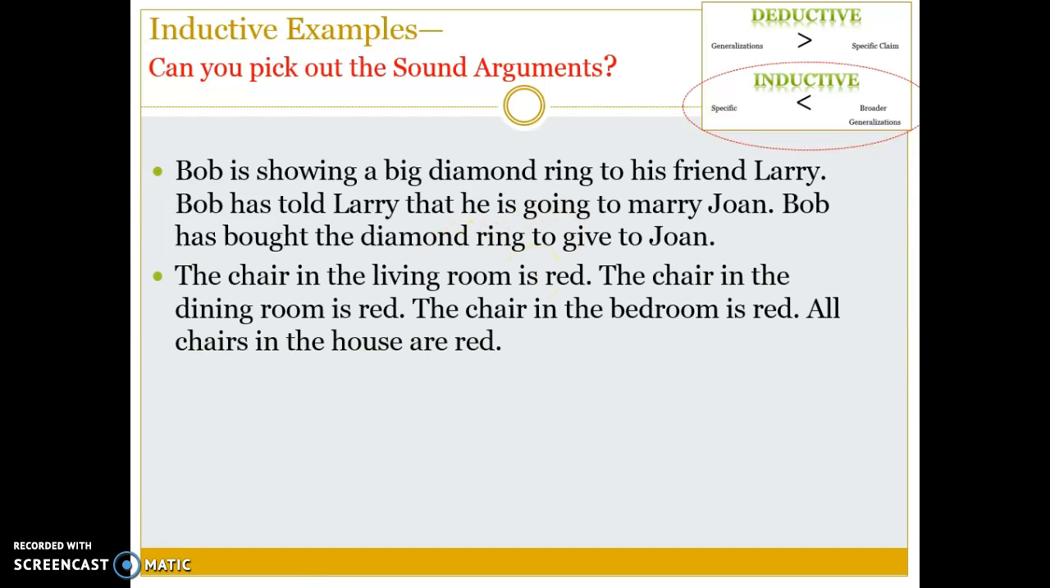Here's another one. The chair in the living room is red. The chair in the dining room is red. The chair in the bedroom is red. All chairs in the house are red. Can you find the argument? Is it sound?